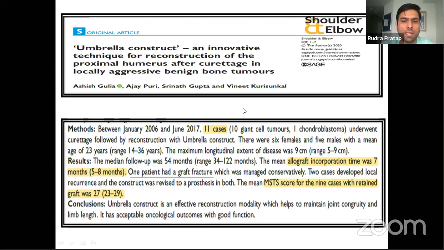So in our study from TMH of 11 cases, we found that 10 out of 11 grafts united at a mean period of 7 months. We observed a mean Musculoskeletal Tumor Society score of 27 in our patients. Only one patient had a graft fracture.